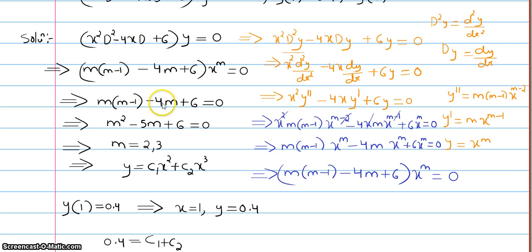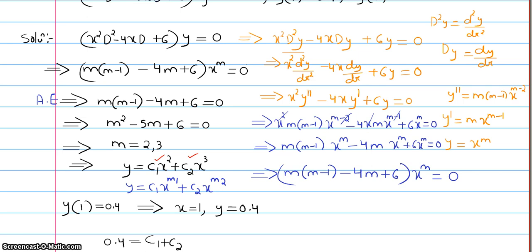So m into m minus 1 minus 4m plus 6 equal to 0. This is the auxiliary equation, which is a quadratic equation: m square minus 5m plus 6 equal to 0. So the roots are 2 and 3. So the general solution format will be y equal to c1 x raised to m1 plus c2 x raised to m2. Just replace m1 as 2 and m2 as 3, which is the same as if we replace m1 as 3 and m2 as 2. Both are the same.